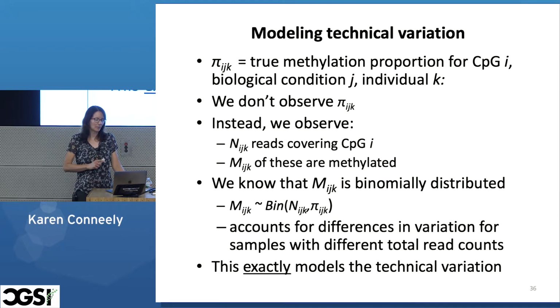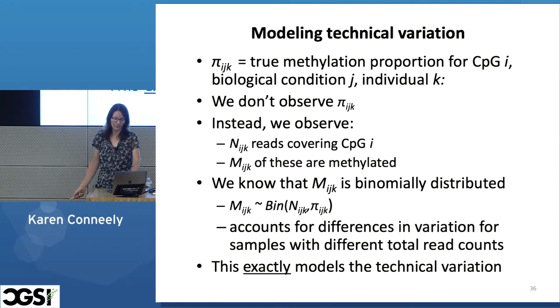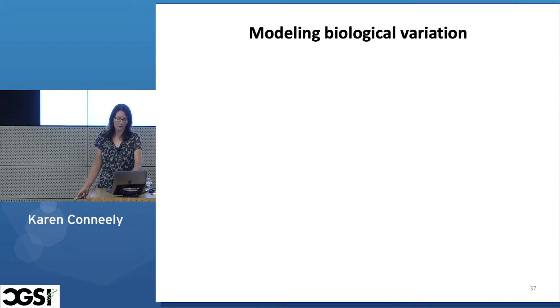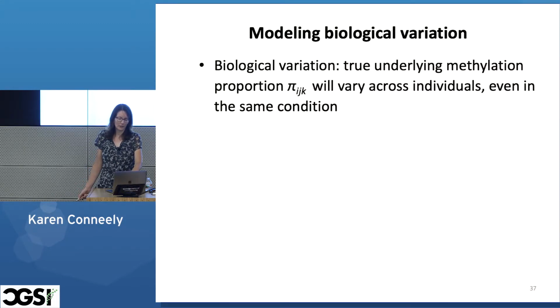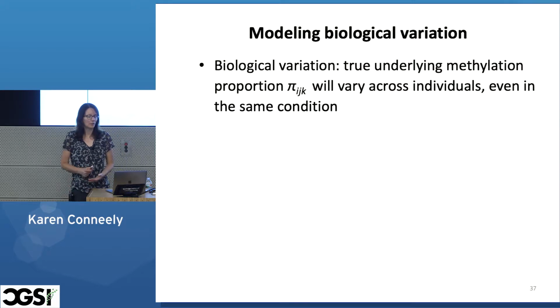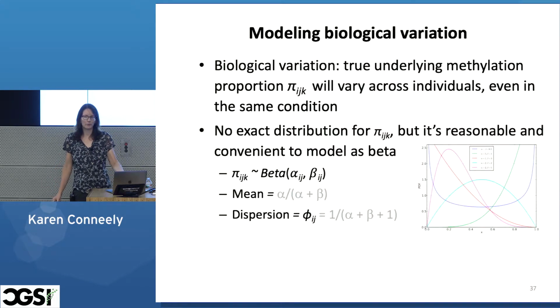And by modeling this with a binomial distribution, we've now accounted for the differences in variation occurring because the samples have different numbers of read counts. So modeling the biological variation isn't quite as straightforward. What we need to do here is allow the pi parameter to be different across individuals, even individuals in the same condition. And we need to do that by assuming a distribution for pi.